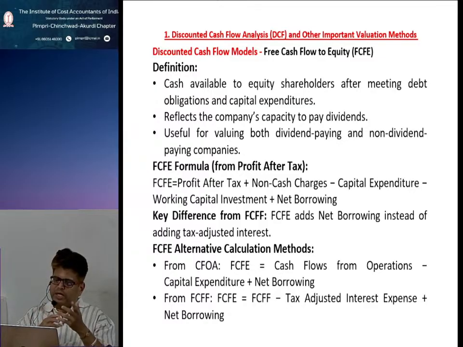FCFE alternative calculation methods are there. From CFOA, FCFE is equal to cash flows from operations minus capital expenditure plus net borrowing. From FCFF, FCFE is equal to FCFF minus tax adjusted interest expense plus net borrowing.